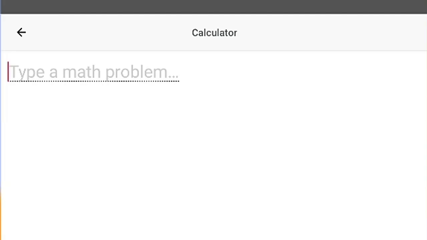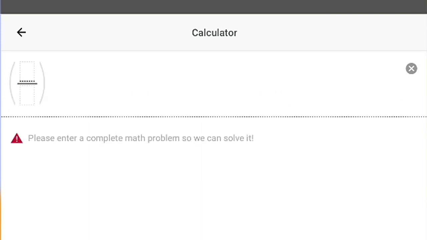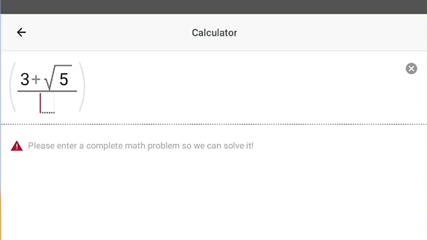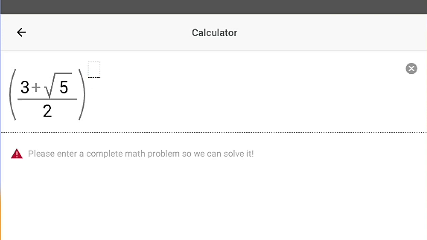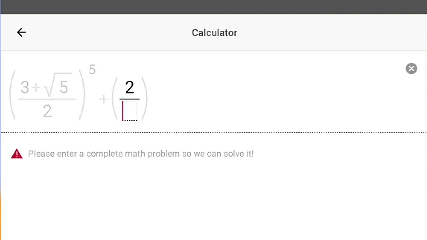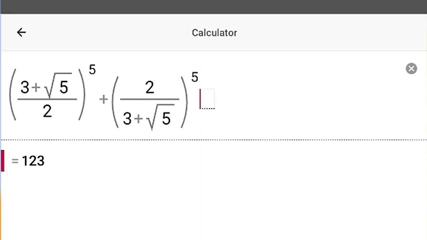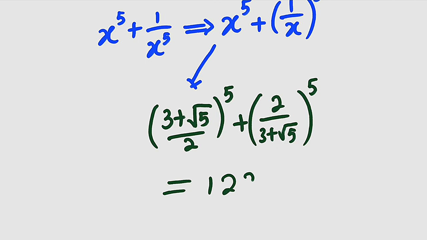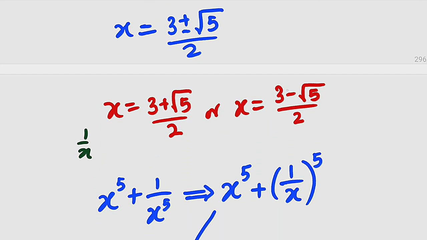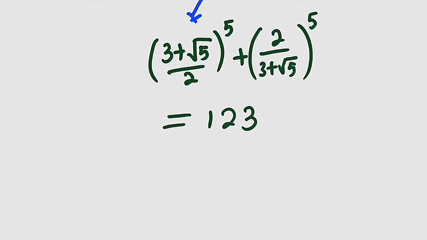Let's go. So here is my calculator. We have the first one as x to the power of 5. You remember our x is 3 plus root 5 divided by 2, to the power of 5, plus the reciprocal of x, which is 2 divided by 3 plus root 5, also raised to the power of 5. You can see what we have is equal to 123. The only difference between the two values is the minus sign. This one has a minus sign, while this one has a positive sign. So we can go directly into our calculator, replace the positive sign with a minus sign, and see whether we are going to obtain 123.